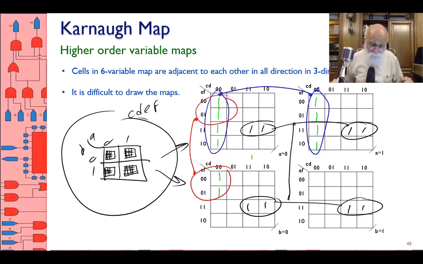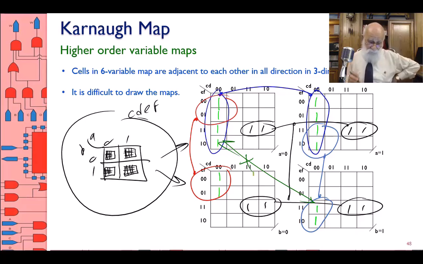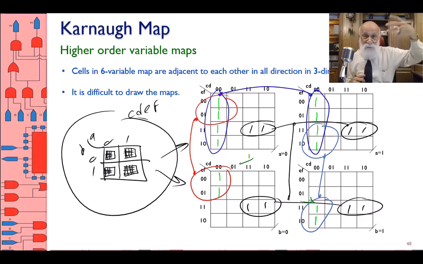Let me do one more thing here. Let's say I have 2 ones here as well, and therefore these 2 and these 2, they are adjacent. But then again, these are not. Okay? You don't really need 6-variable Karnaugh maps. I just said that so that you can exercise the definition of adjacency a little bit more.